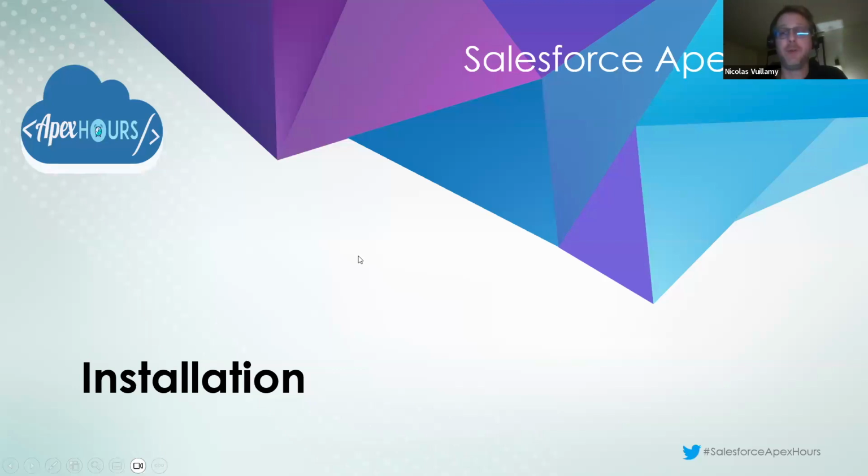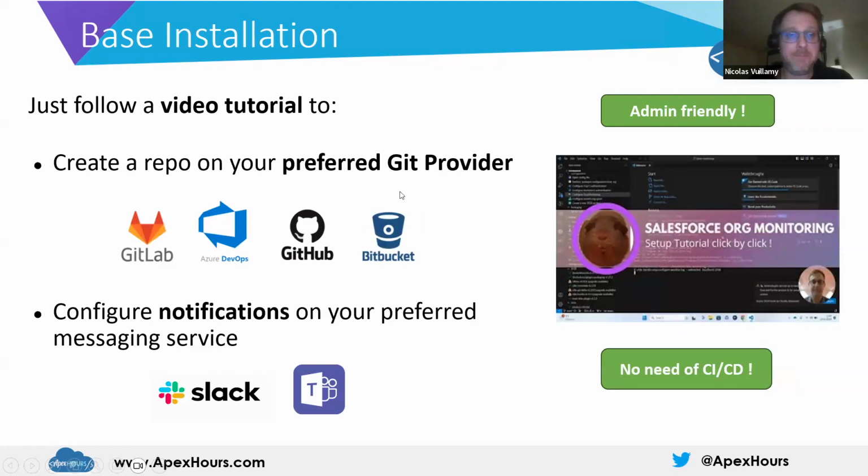So how can we make the installation of all that? Basically, and I will make the demo of that, so I won't talk long about it. But what I will show you is that if you follow this video or another video which is already published, you can easily create a repository on any Git provider, configure notifications, configure monitoring, and you are good to go. And that's what I will show you.